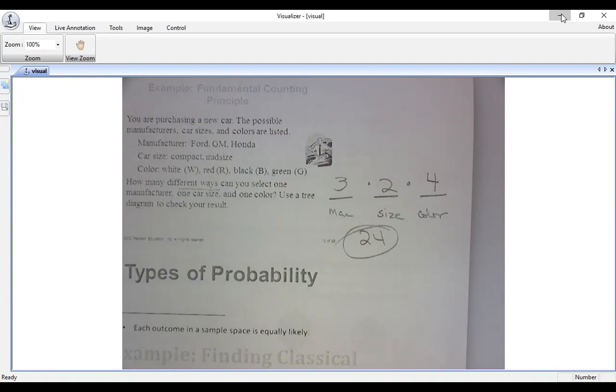Now, let's talk about types of probability. How many of you guys have actually studied probability before? Is this kind of familiar, or is this something you don't really do much? Okay, some of you have had a little bit. Some of you may remember more as we talk about this.